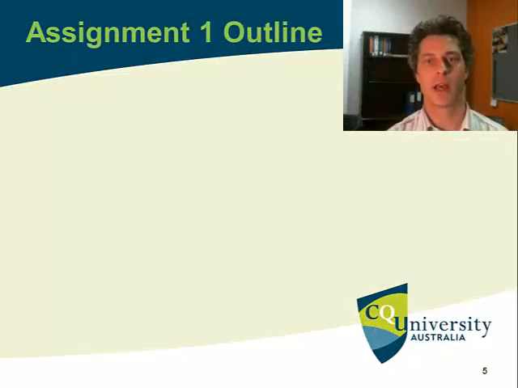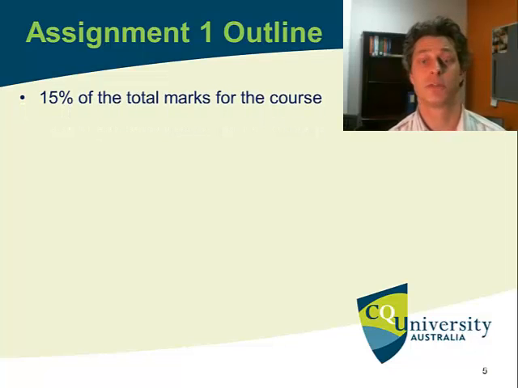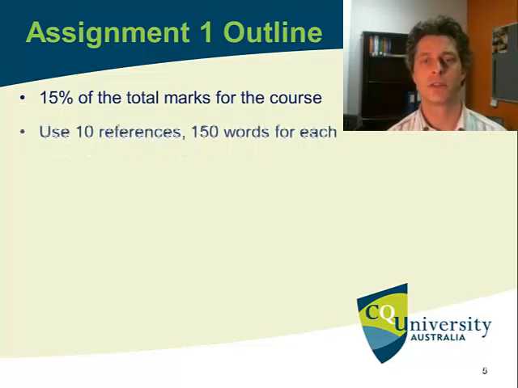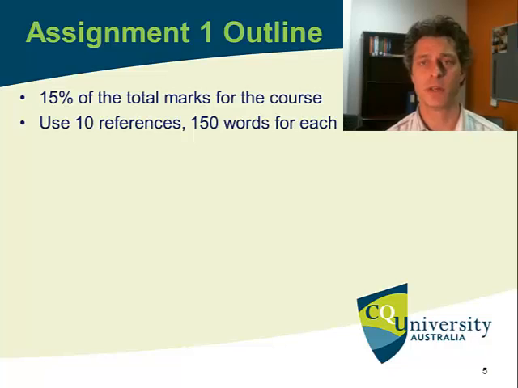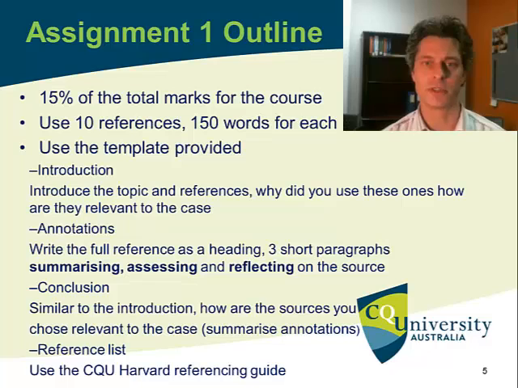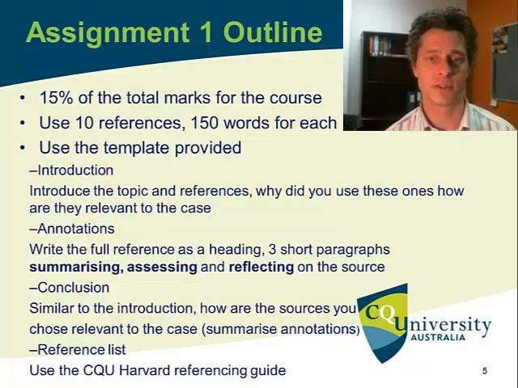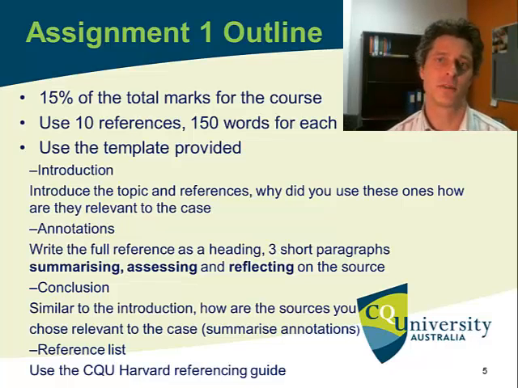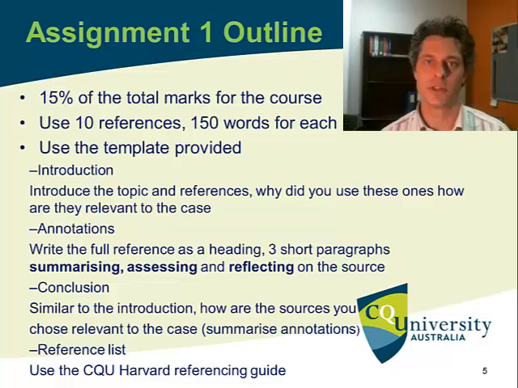The assignment 1 outline, well, it's 15% of the marks for the course, and that's the total marks. You've got to use 10 references of 150 words for each, so 1,500 words. That's not much wordage for 10 references. Mainly what you have to do is follow the template provided, which follows as instructions. The introduction, where you introduce the topic and the references. Why did you use these ones and how are they relevant to the case? Here is just a general introduction. I'd probably say maybe 100 words.